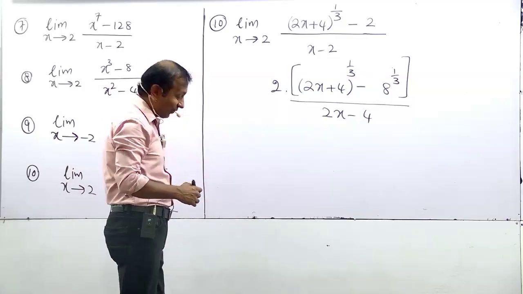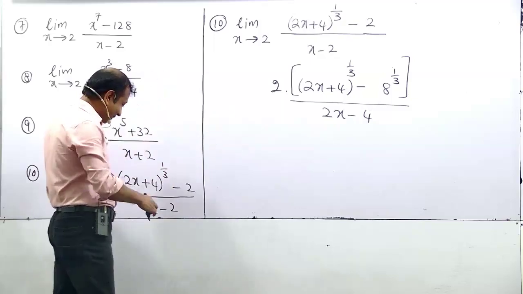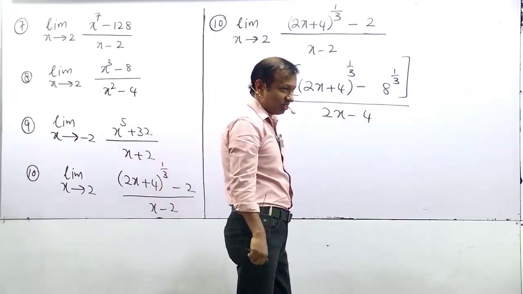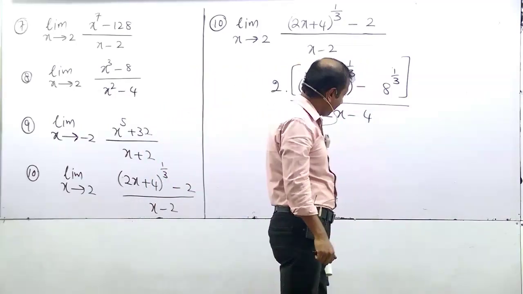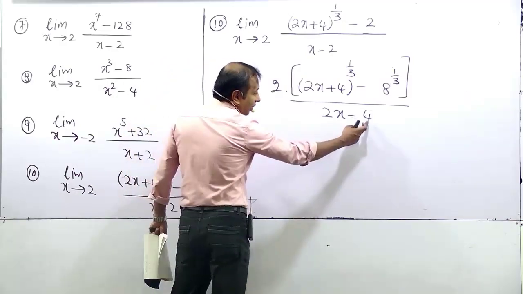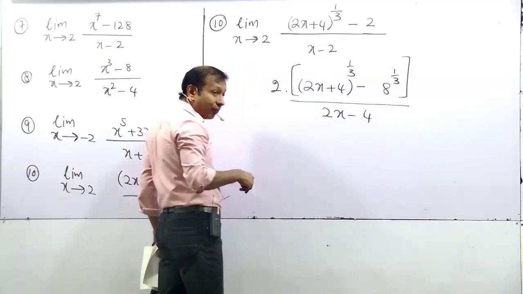2x minus 4. I just wanted to see whether you keep the attention on this. Good. 2x minus 4. Right. Then take 2 out and cancel down with this 2. Then we have x minus 2, the same thing, no? Right.